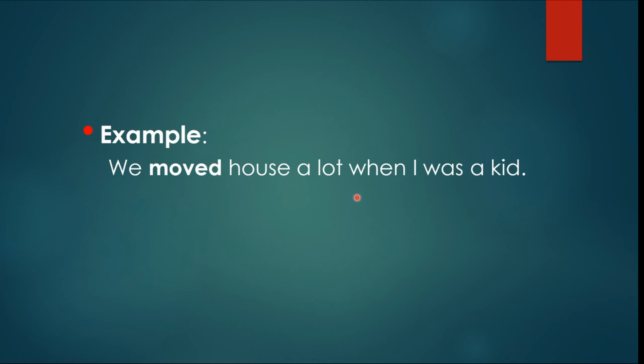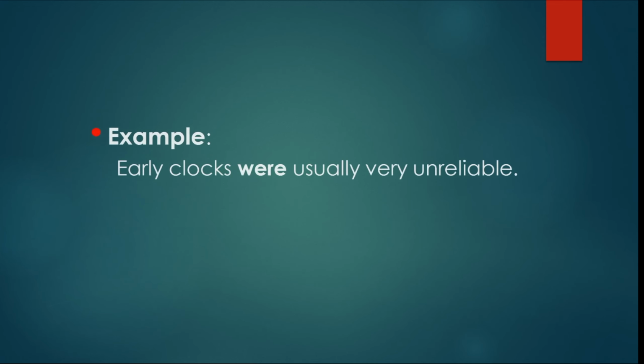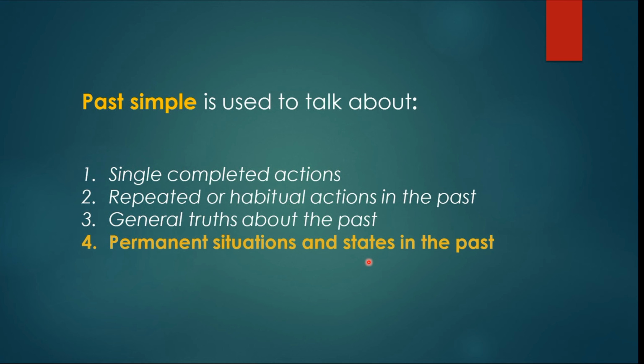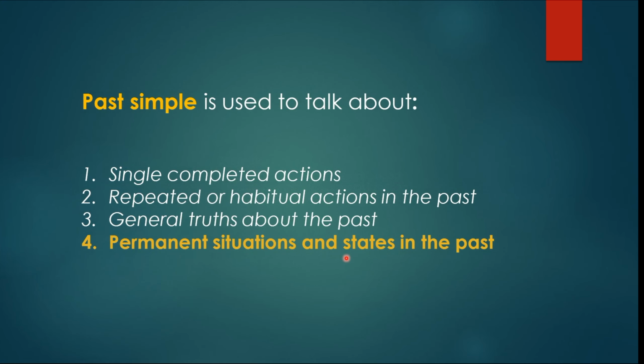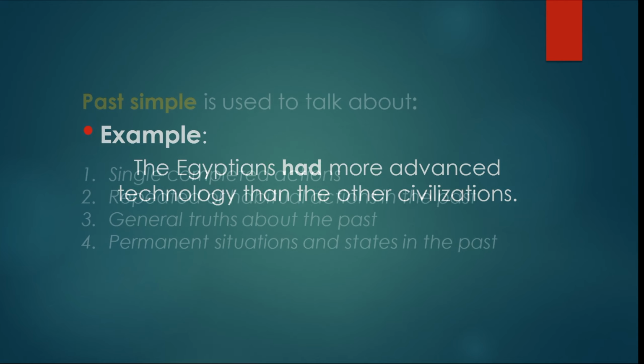We use past simple. Third function, general truths about past, like early clocks were usually very unreliable. Well, that's a general truth. Everyone knew about it. We use past simple to talk. Permanent situations and states in the past, like the Egyptians had more advanced technology than the other civilizations. Well, that was a permanent situation and a state in the past. We use past simple to talk about that.